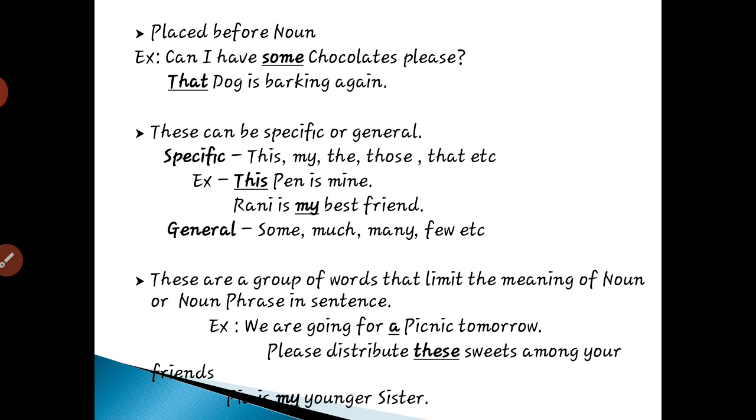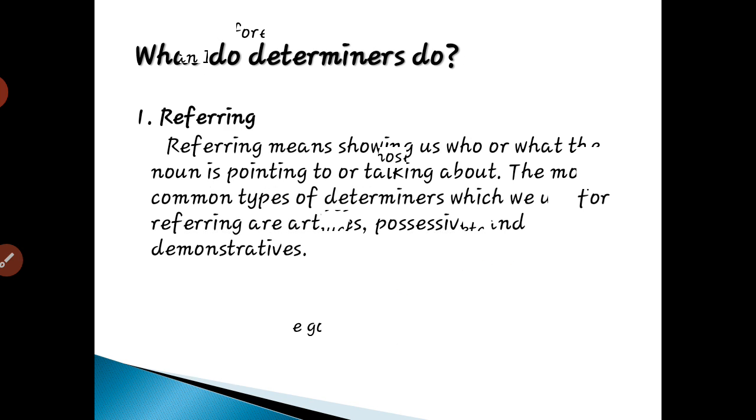Determiners limit the meaning of a noun or a noun phrase in a sentence. Through these three examples, we saw how determiners limit the meaning of a noun in a sentence. Then in today's class, we will move to the functions of determiners. What do determiners do in a sentence?